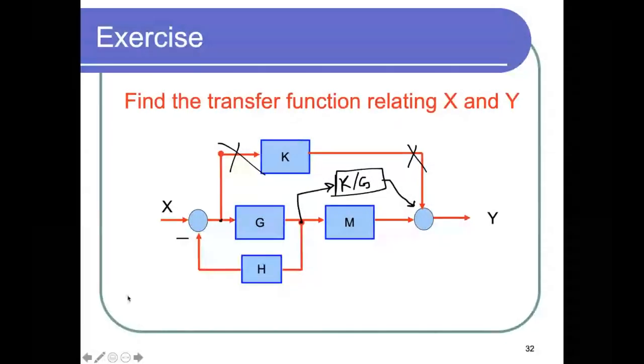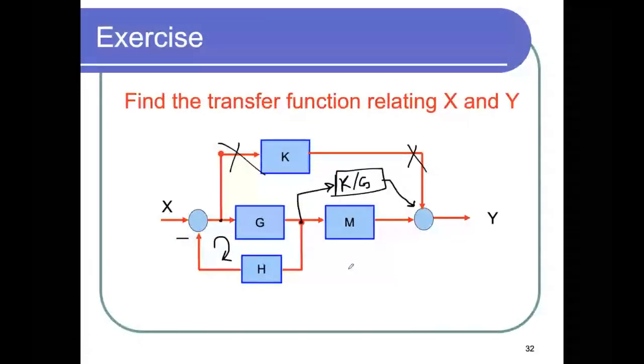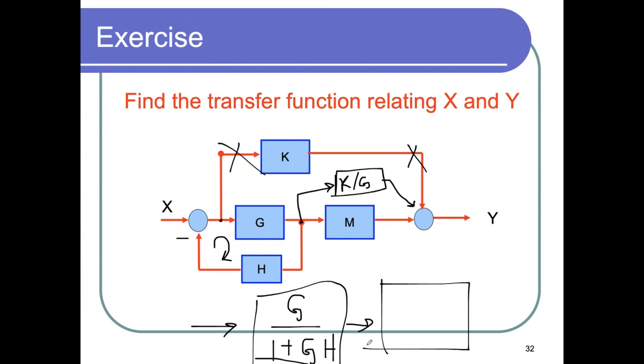Okay, so let's look at what seems problematic here. As we move it to here, then you move a pickoff point past a block. So you need to divide by the block, right? So we will have something like this. K over G with summation, and we will not have this one.